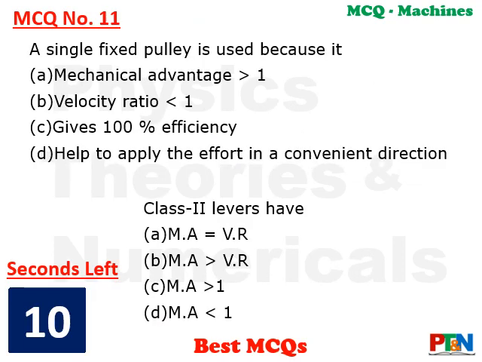Next MCQ. Single fixed pulley is used because there are 4 options given where single fixed pulley is used. And the second MCQ is class 2 lever has what mechanical advantage? You have got 10 seconds time to reach to your option. Timer starts now.